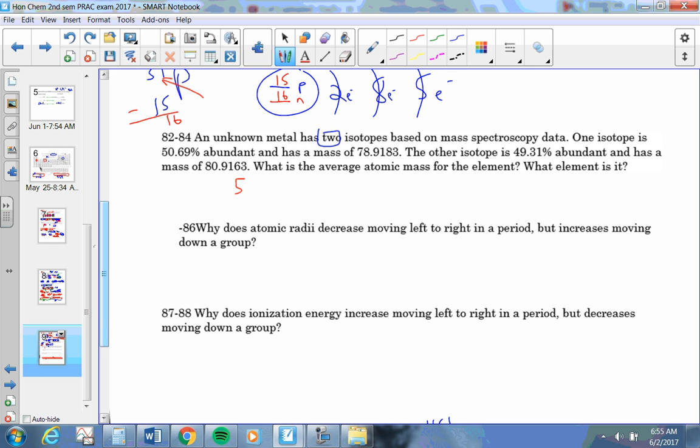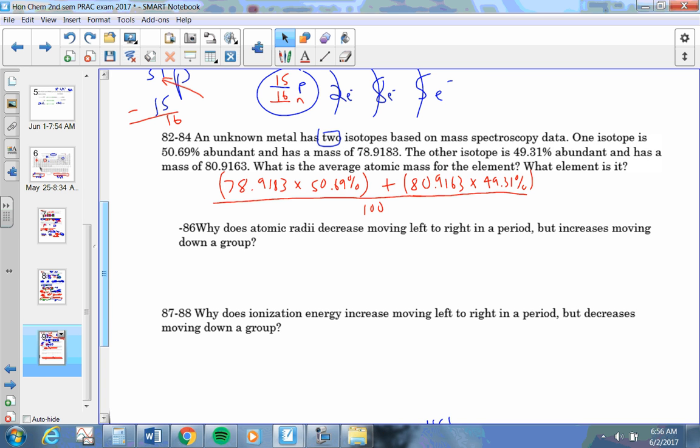If I have one that has a mass of 78.9183, and that is 50.69%, I'm going to add that to the other one, which has a mass of 80.9163, and I multiply that by 49.31%. That's also in parentheses. When I add those two up, then I'm going to divide it by 100 to translate that percentage to a number.